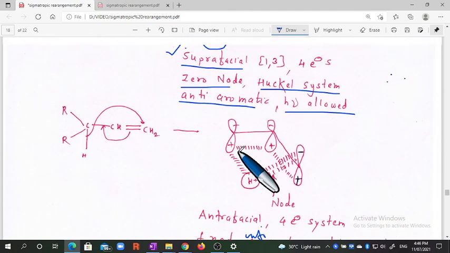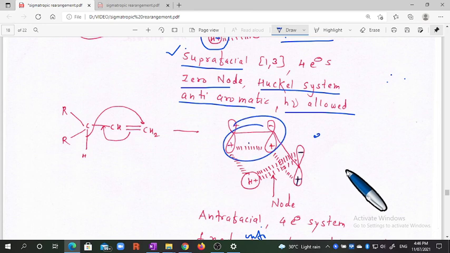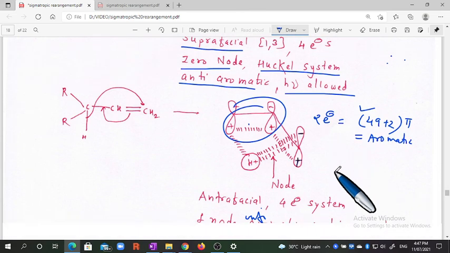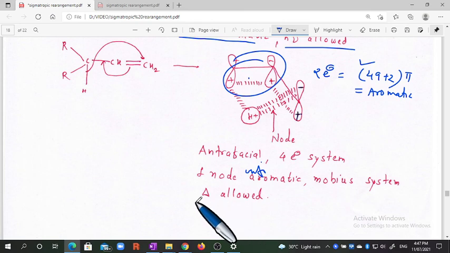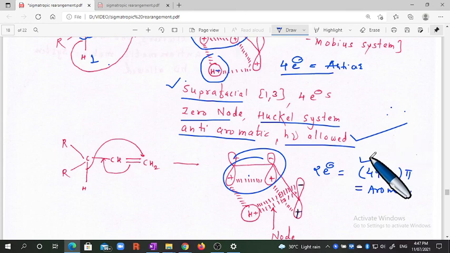Second, in this case a node is present, therefore these 4 electrons are not delocalized; only 2 electrons are delocalized, and 2 electrons is nothing but a 4q plus 2 pi system, and if a 4q plus 2 pi system is there, it is aromatic. Therefore it is aromatic, and if aromatic, it is thermally allowed, and if it is anti-aromatic, it is photochemical.